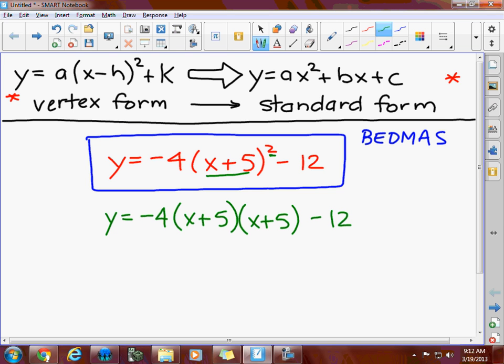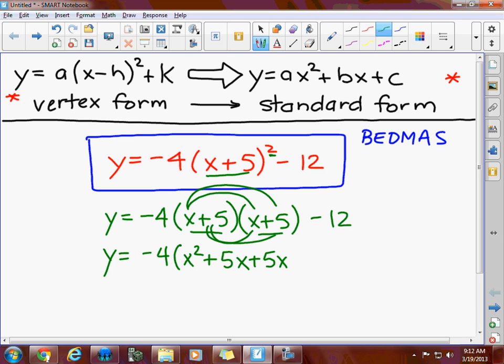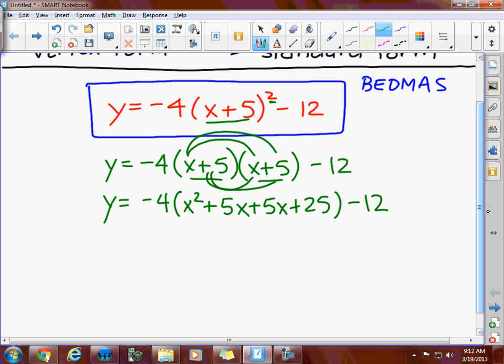So one of the easiest things I think to do when we're doing this is to actually just FOIL, or whatever your teacher had called expanding these two binomials. So we say x times x, x squared, x times 5, 5x. 5 times x, positive 5x. 5 times 5, positive 25. Then minus 12.